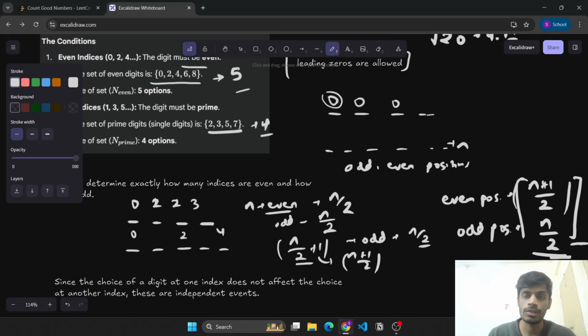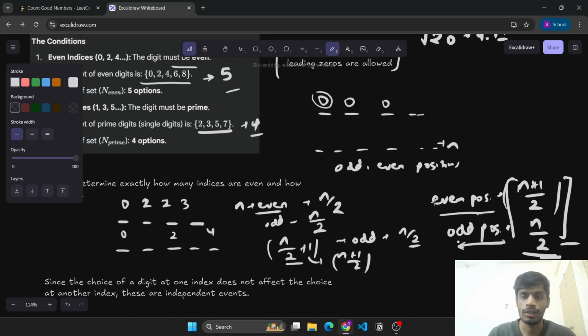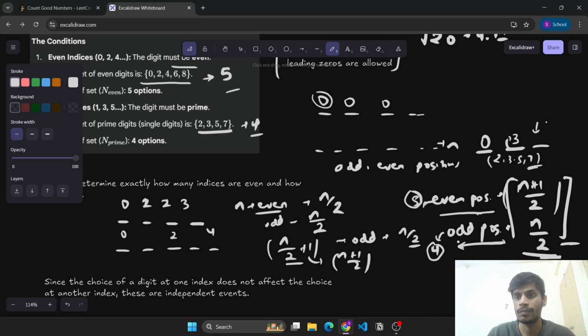Now there are these many positions for even digits and these many positions for odd digits. At each position, how many choices do we have? For the even positions we have 5 choices, and for the odd positions we have 4 choices. And we can see that these choices are independent. The occurrence of 0 here does not prevent the occurrence of 2, 3, 5 and 7 here, the prime numbers. Whatever number gets put here does not hinder the occurrence of any other number there. Any one can be present here. So hence the choices are independent.